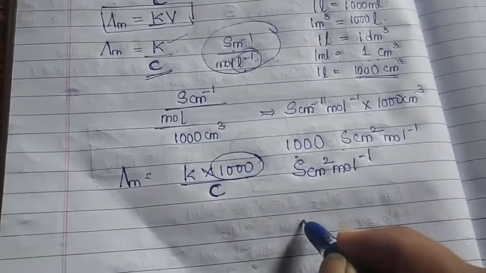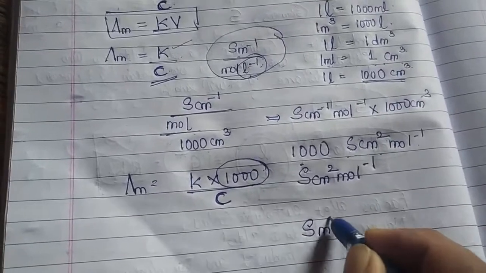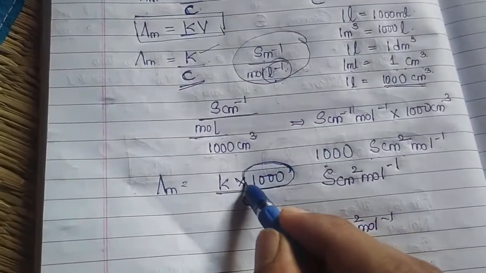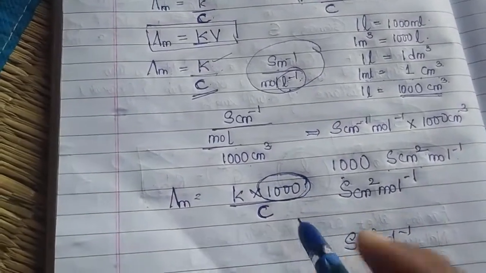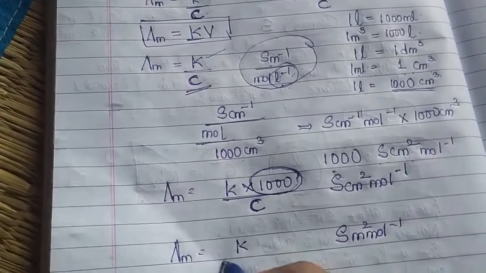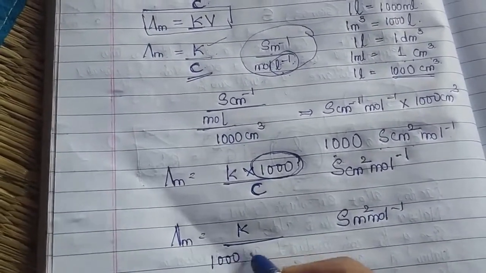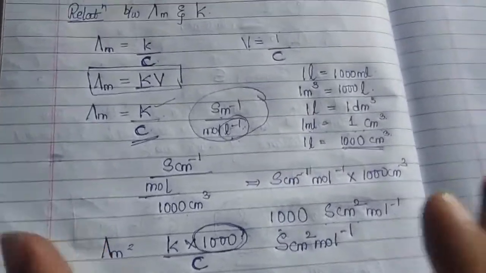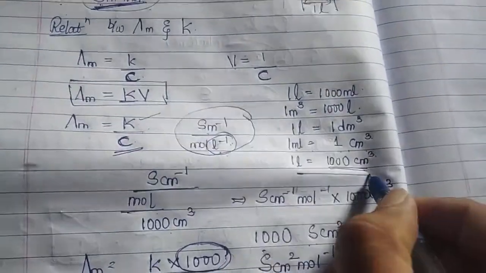If I require the same expression in Siemens meter square per mole, what should I do? Nothing much. The 1000 you have got in the numerator should go in the denominator. So lambda m will be equal to K divided by 1000 into C. Are you able to understand? The overall concept is dependent upon this conversion.